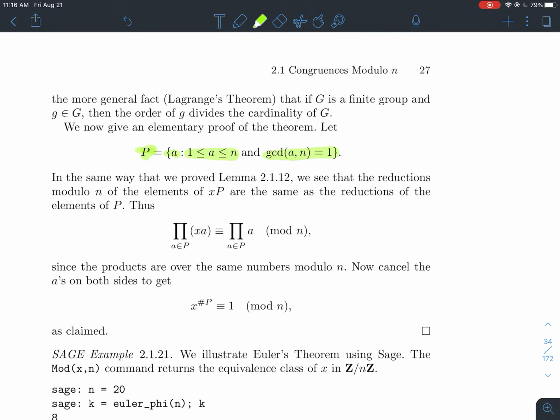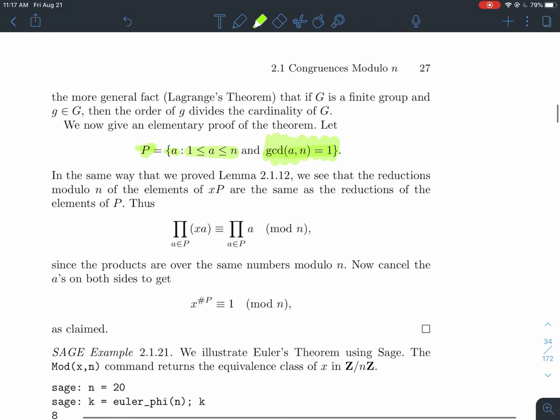In other words, we're always closed under the operation, so I should get the same result at the end. So now if we think about what we can do, I know that a and n are relatively prime to each other, and remember that's the condition to cancel out a's. And so what do we get then?